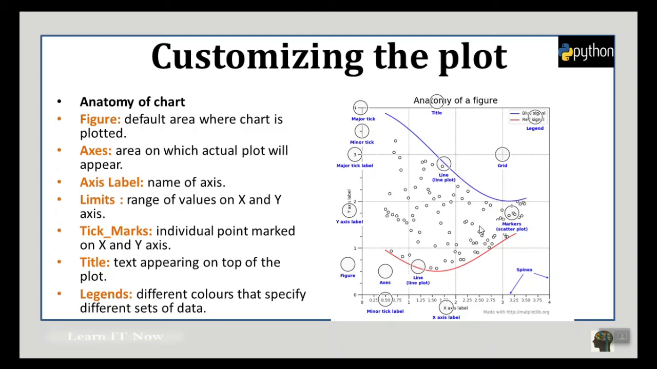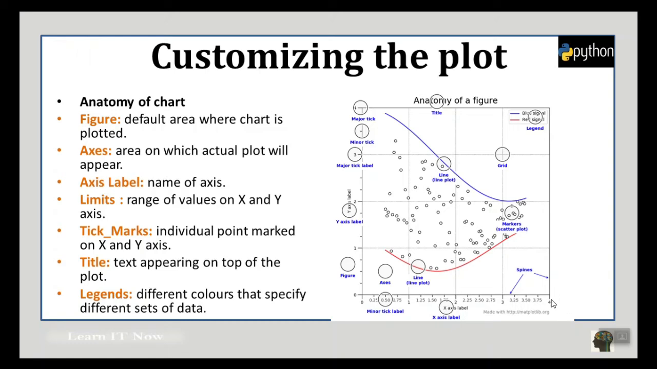So this is the anatomy of a chart. You know what a figure is? Figure is the area covered by the chart. Axes are the area on which actual plotting is done, that is the x and y axis. The labels are these.